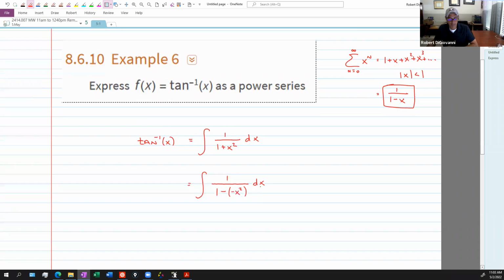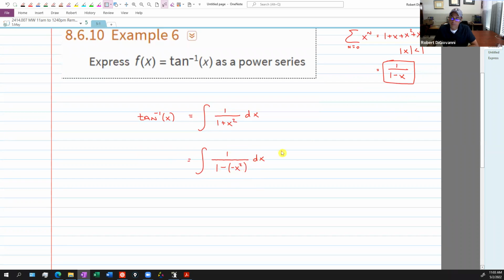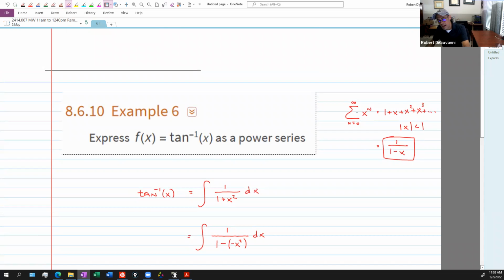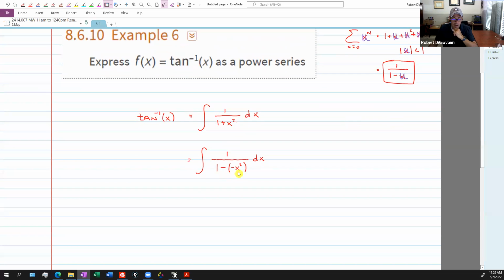And then I can see that it kind of looks like this. And I think last class I replaced this x with u to get you to look at it more generally, where the absolute value of u is less than 1. So if I can do the antiderivative of this, then I would get what inverse tangent of x is.